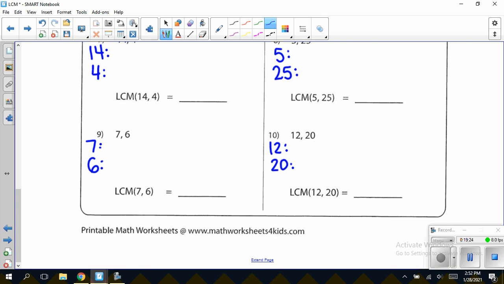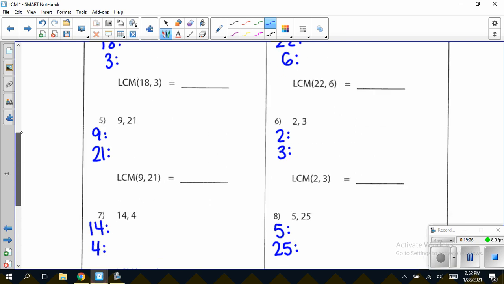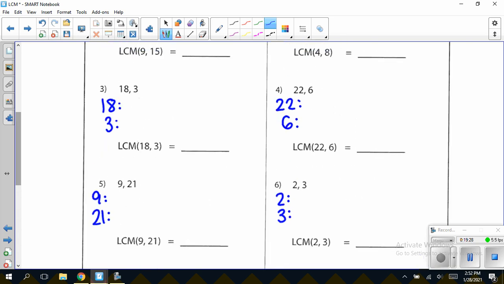I do want to point out for question number 4, 22 and 6, you will have to list 6 out for most of the multiples that you would know for your basic flashcards for 6 before you'll find your least common multiple with 22. So if you have any questions, please let us know. Again, this is a 4th grade review topic, and this will help us understand how to solve our equivalent fractions. Thanks.